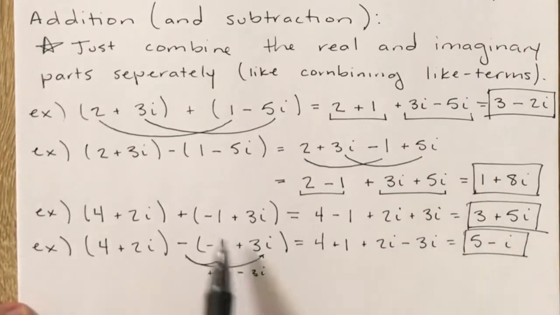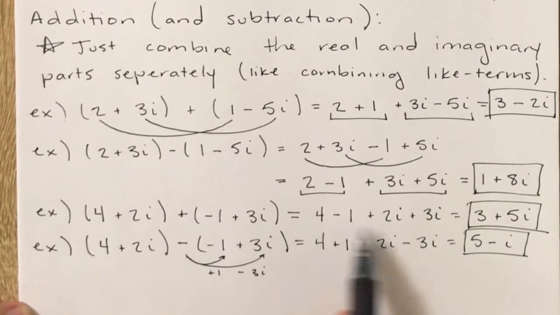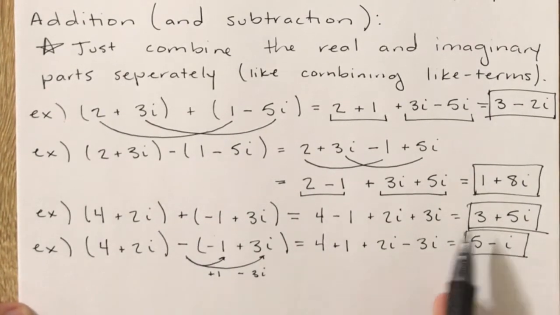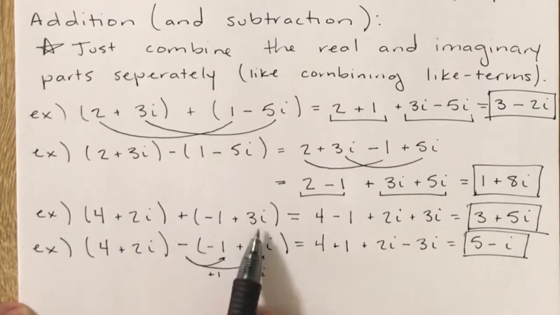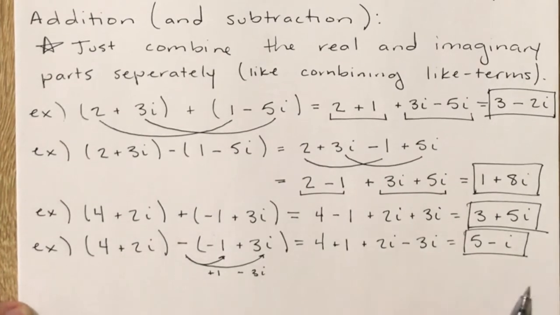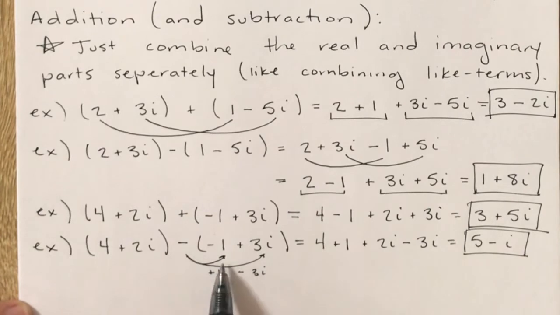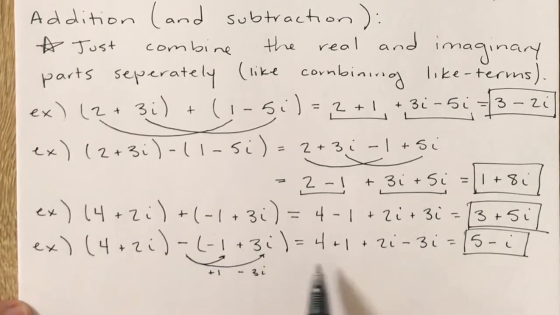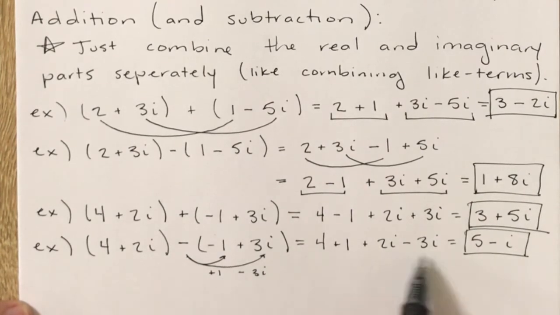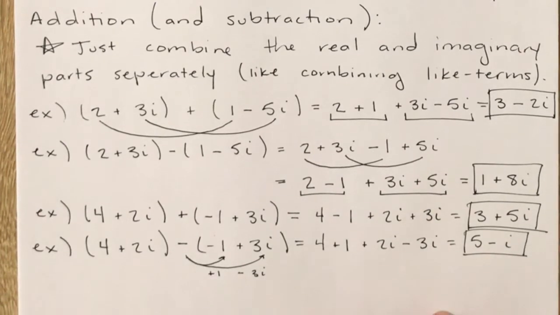Okay, so if we look at these two, I rearranged so that we had our like terms next to each other. So we have 4 minus 1, so we get 3 for the real part, and then we have 2 plus 3, so we get 5i for the imaginary part. Down here we have to distribute the negative first, so that turns this negative 1 into a positive 1, and this positive 3i into a negative 3i. Then we can rearrange in the same way, and we end up with 5 minus i.